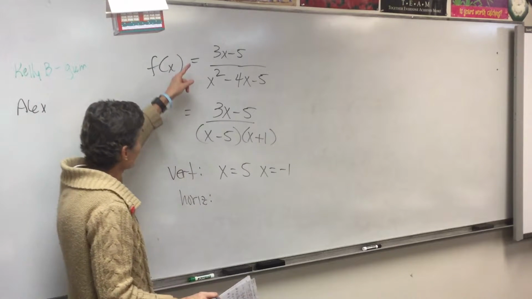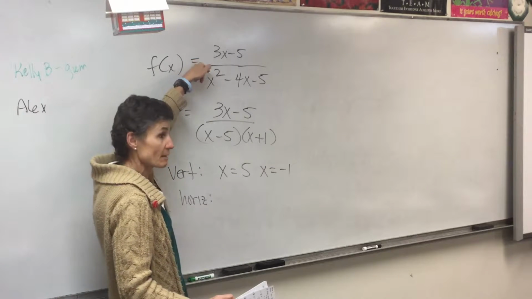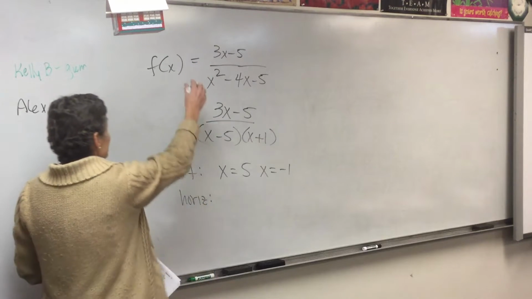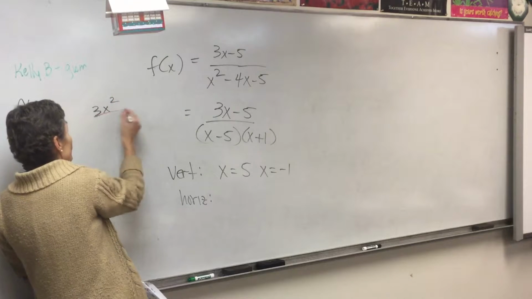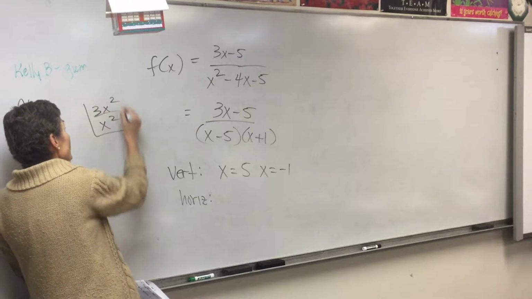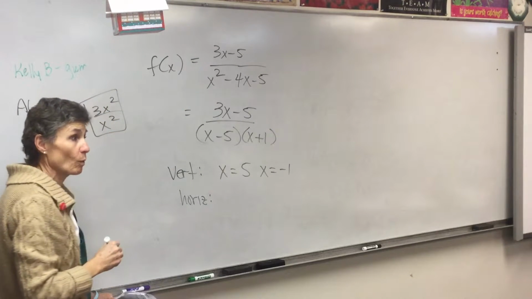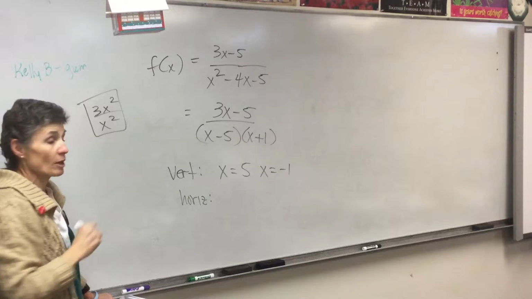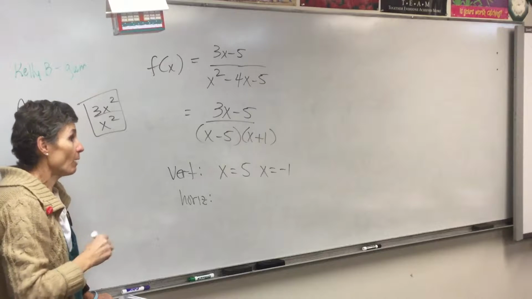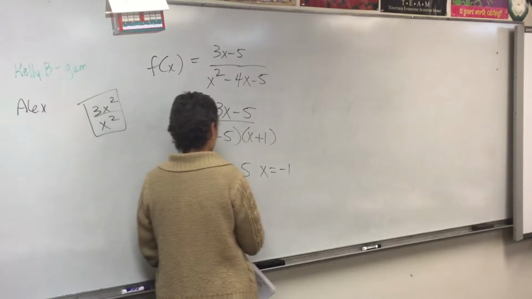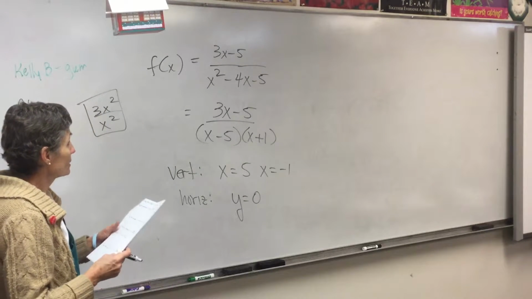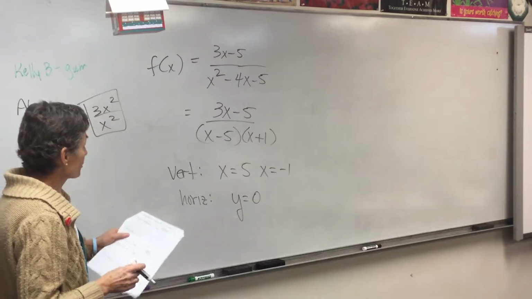To get my horizontal asymptote, that's where I do this comparison right here. Now, if I had 3x squared over x squared, then my asymptote would be 3 over 1, but the powers don't match. The big one's on the bottom. When the big power is on the bottom, your horizontal asymptote is at 0. So there are your asymptotes.